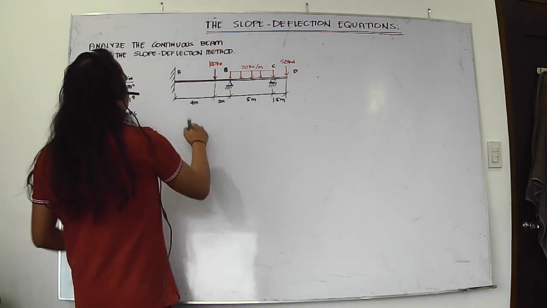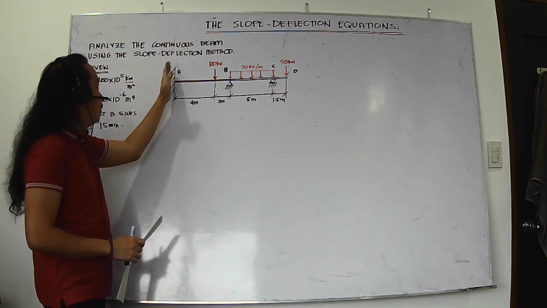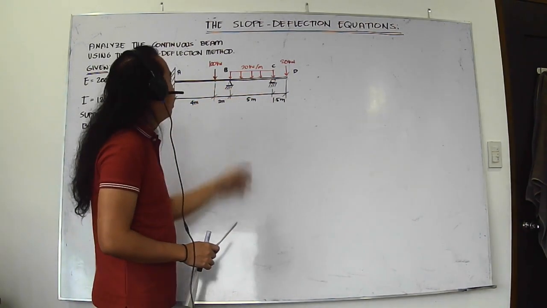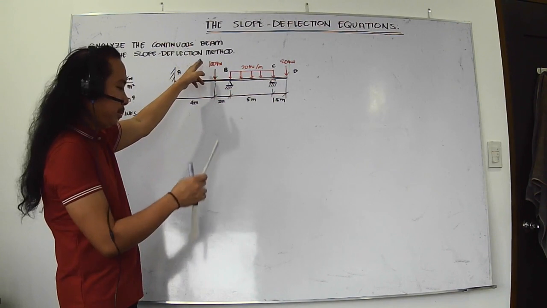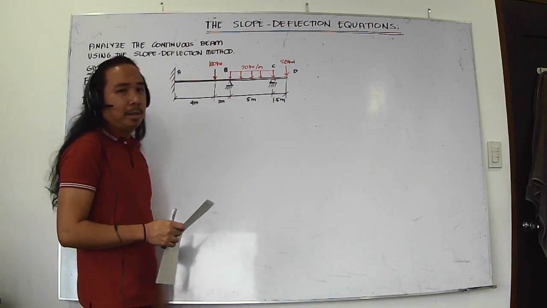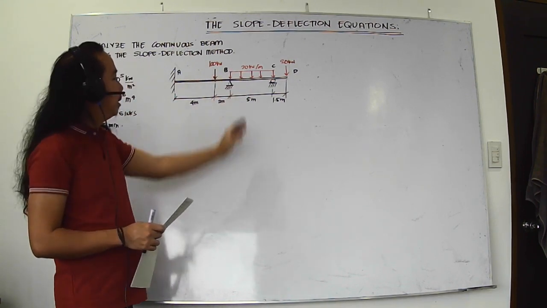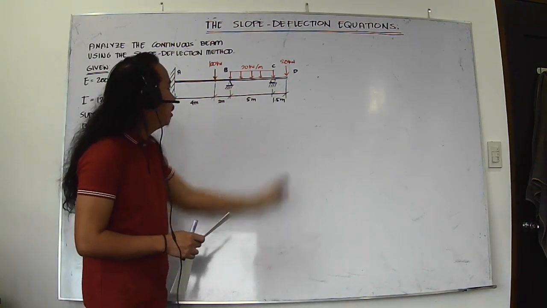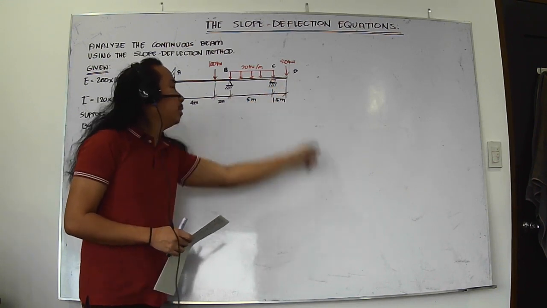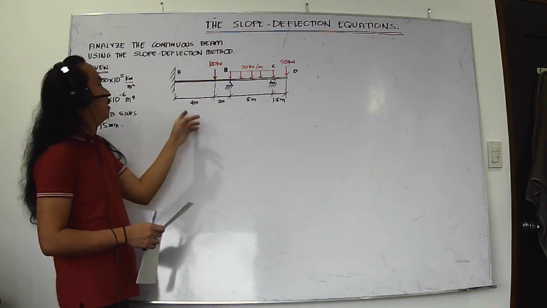Let me describe the beam first. For those who are not clear, A is a fixed end, B is a pin, C is a roller. We have 100 kilonewtons at 4 meters from A, 2 meters from B. We have a distributed load of 20 kilonewtons per meter in the span of B to C. And of course, we have a 20 kilonewton load at point D, which is the free end.